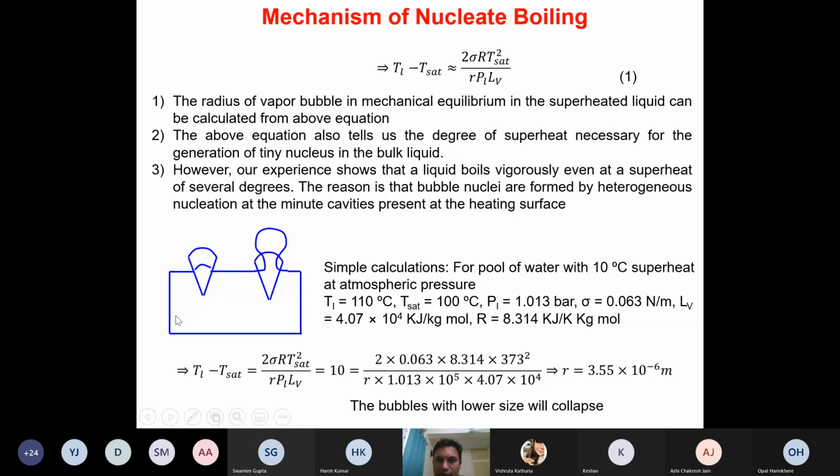Is it all right? So this equation is valid only for the homogeneous nucleation. Just keep this in mind. This is for the homogeneous nucleation, but a lower value of superheat is required for the formation of the bubble because of heterogeneous nucleation. So maybe I'll just make it red.